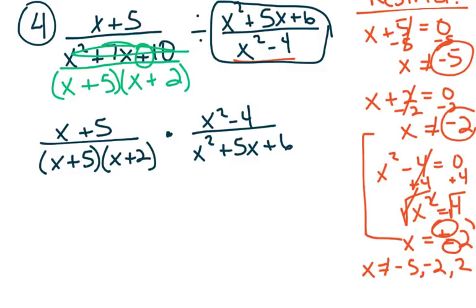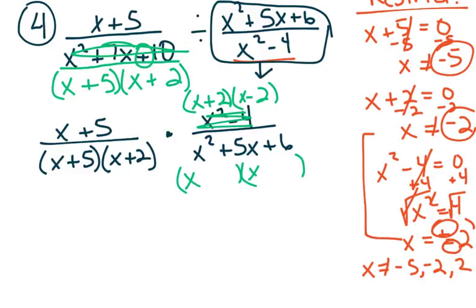Now, I still need to factor the second one. So this becomes x and x, plus and minus, because this is our special case, 2 and 2. This one down here, x and x. This tells me my signs are going to be the same and they're both going to be positive. And that's going to be a 2 and a 3. Again, take your time to do the factoring.